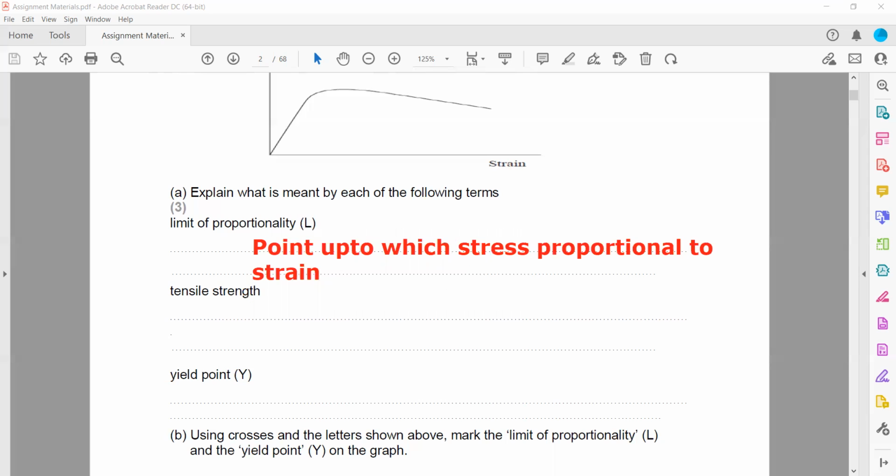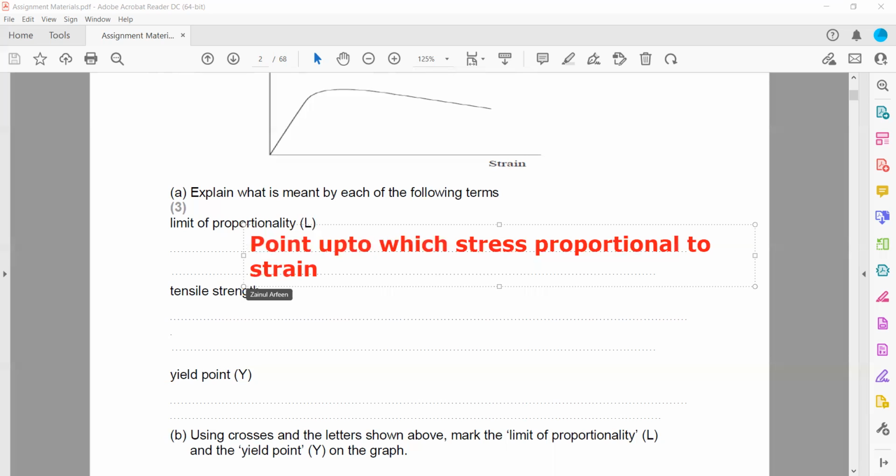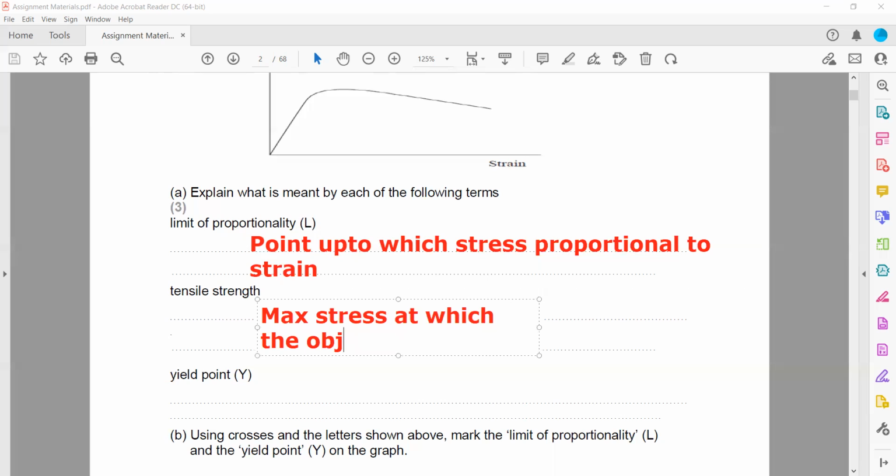Now, what is the meaning of tensile stress or tensile strength? Tensile strength means the maximum stress which an object can bear before it breaks or fractures. So the greatest stress before the object fractures, or the maximum stress at which the object fractures, is known as the tensile strength.